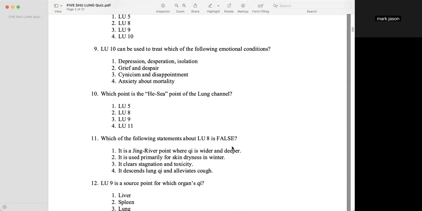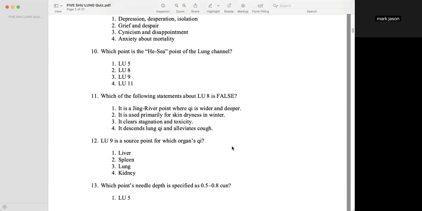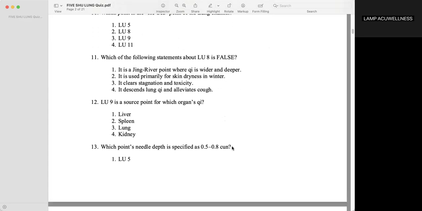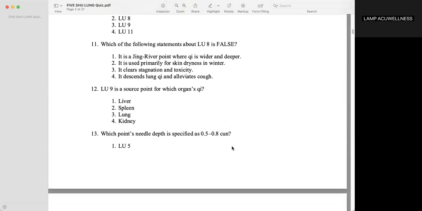Lung 10 can be used to treat which of the following emotional conditions? Number 1, depression, desperation, isolation. Which point is the Horary point of the lung channel? Number 1, Lung 5.